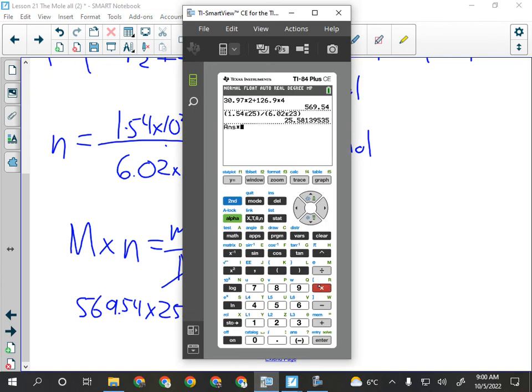Notice that each time I'm using the answer function or going up and getting the number. You might not be able to do that on your calculator. You might have to just punch it back in, but you need all the decimals when you do that. So I'm going to have 14,569.63 grams. That's 14.5 kilograms of this stuff, somewhere around 30 pounds. That's a lot.